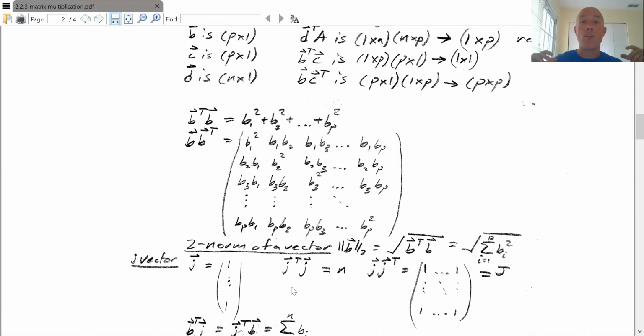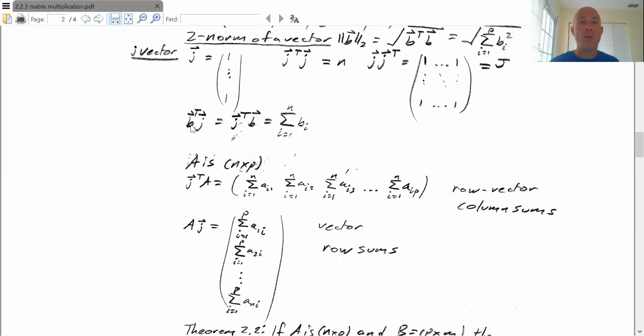Now the j vector always just has 1s. The J matrix just has 1s. So if I take j transpose j, that is n, because I've just taken 1 times 1 and then added them all up. If I take j times j transpose, I'm just multiplying a bunch of 1s over and over, and we get the J matrix. So notice that lowercase j is a vector, uppercase J is a matrix.